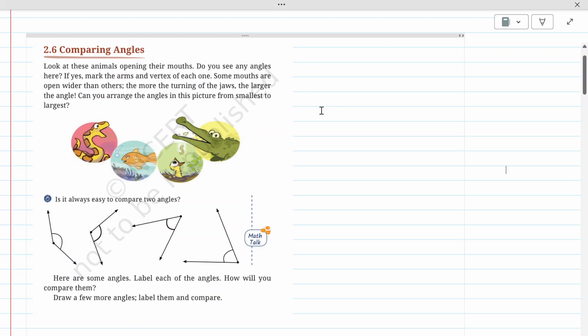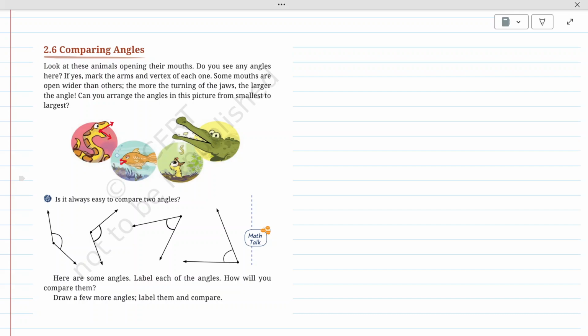Okay, so what we have been asked to do is that we have different animals here, and the opening of the mouth of every animal is creating one angle. We have to mark the vertex and the arms of that angle. So let's begin with the first creature, that is the snake. For the snake, this one is the vertex and these two are the arms, right? Next is the fish. For the fish, it is making a very small angle. This one is the vertex and these two are the arms of the angle.